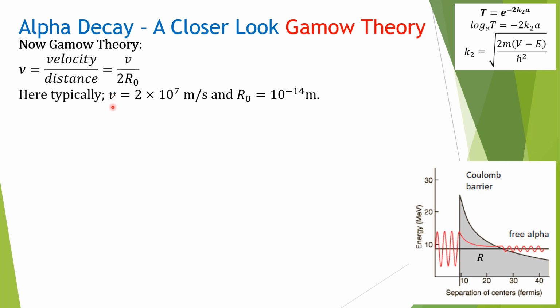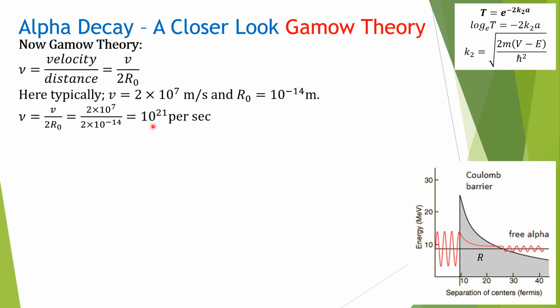Typically, the value of velocity of alpha particles is found to be 2 into 10 power 7 meter per second. This can be calculated from the energy, 8 mega electron volts, and R0 is of the order of 10 to the power minus 14. Let us plug in these values and we get the answer, 10 to the power 21 attempts per second.